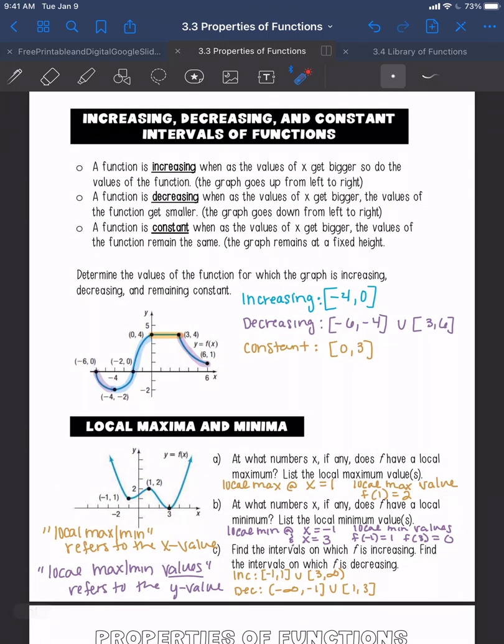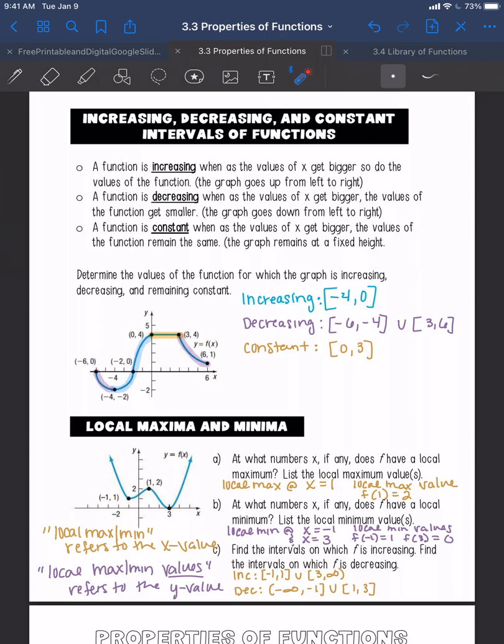Increasing, decreasing, and constant intervals. Okay, so increasing is when as x gets bigger, so does y. Decreasing is when as x values get bigger, the y values get smaller. And constant is when as x values get bigger, the y values remain the same.